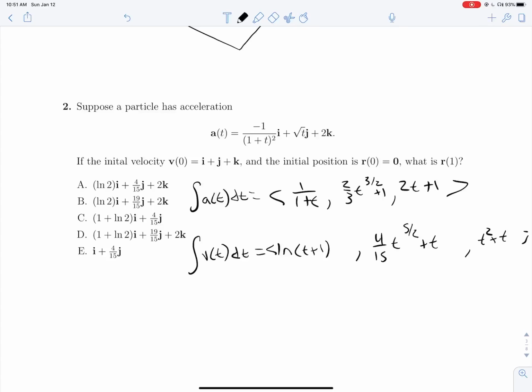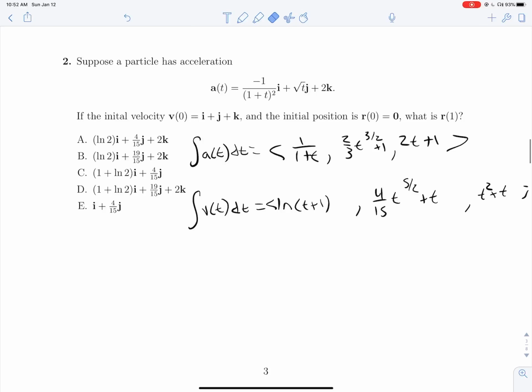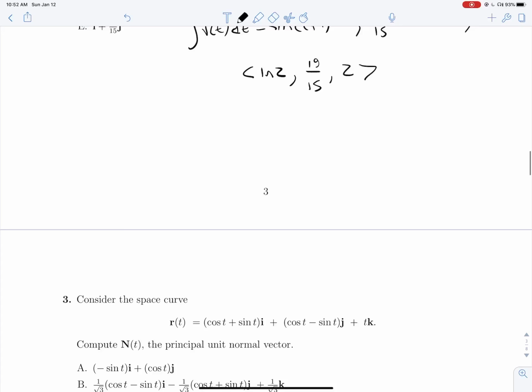So let's make sure r of 0 is 0. For our x component, if we plug in 0, ln of 1 is going to be 0, so we're good there. We're also good for our y component and our z component, so we don't need to add anything. All we need to do is plug in r of 1, and we'll have our answer. This will give us ln 2, 4 over 15 plus 15 over 15 is 19 over 15, and here we will get 2. And there is our answer choice B.